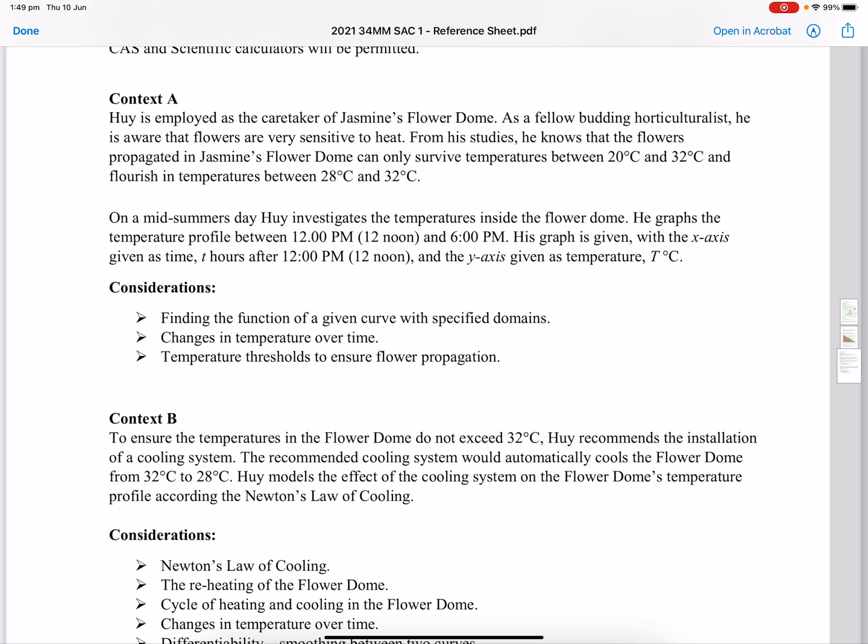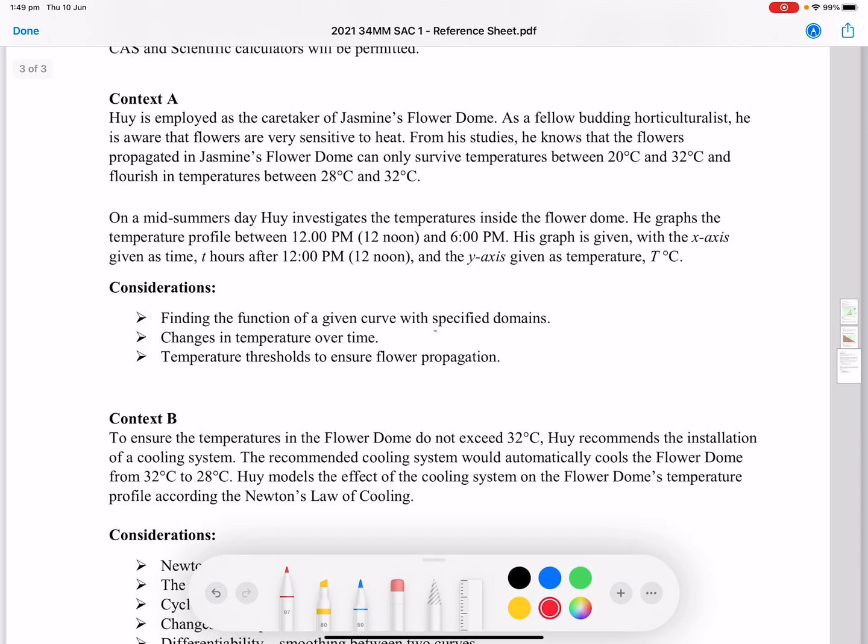So for this context, you need to consider finding the function of a given curve with specified domains. So you're going to be given a curve and you're going to be asked to find the expression of that curve. I want to highlight here, specified domains. You want to be able to say what your minimum and maximum x values are going to be.